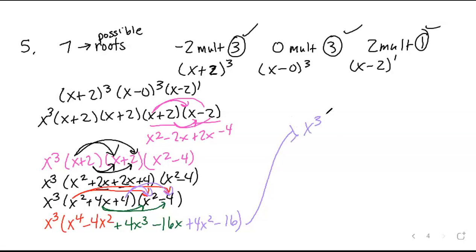So I still have x to the third in the front. Can any of this stuff go together? I don't see any other x to the fourth. I don't see any other x to the thirds, so I took care of that and that. I have a negative 4x squared and a positive 4x squared, so those will just go away. Minus 16x minus 16.